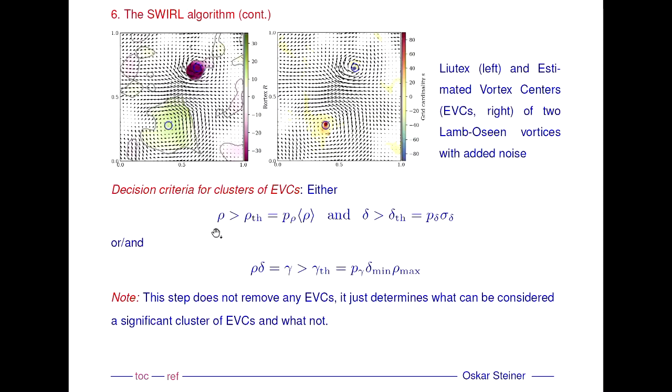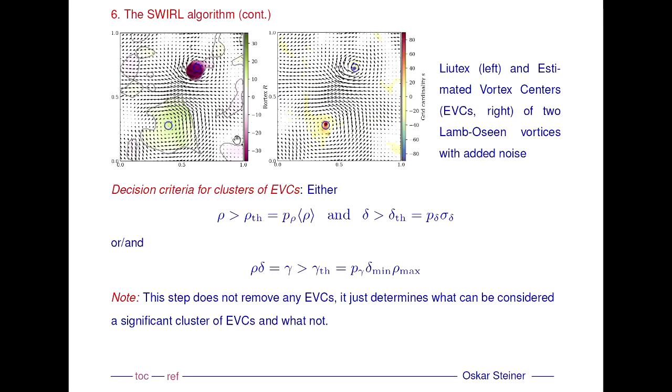And then we have to apply some criteria. We apply a threshold to the density, but this does not remove any estimated vortex center. It just determines what can be considered a significant cluster of estimated vortex centers and what not. Likewise, for the spacing criterion, we have to make sure that the next maximum is far away from the actual one that we are looking at.